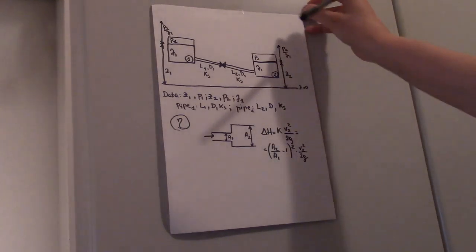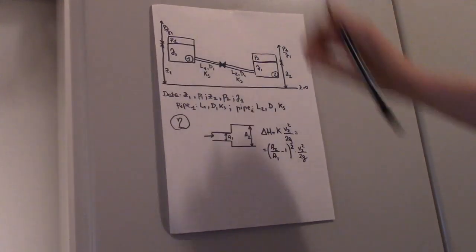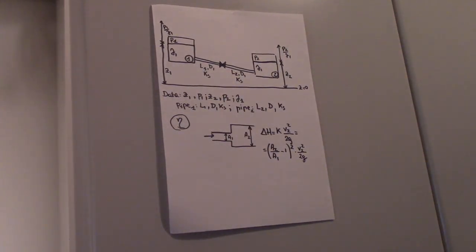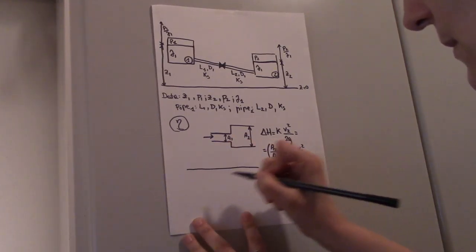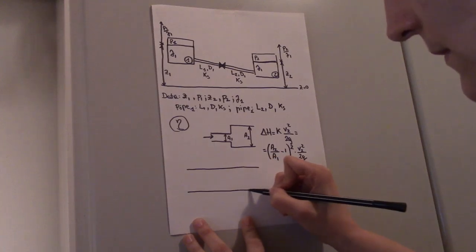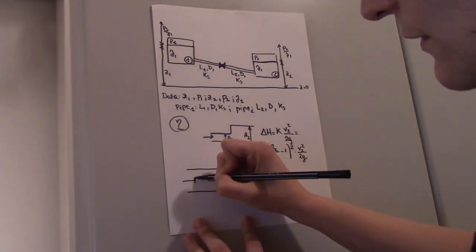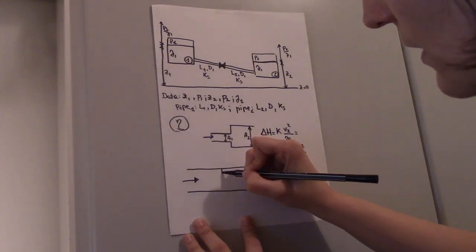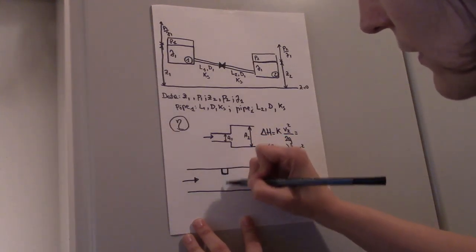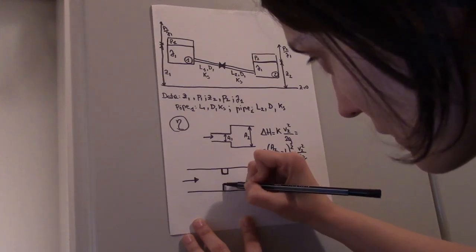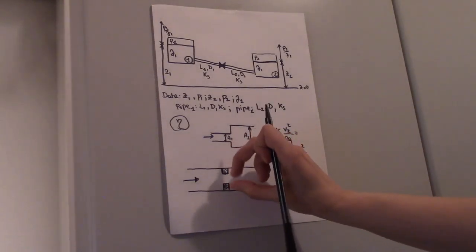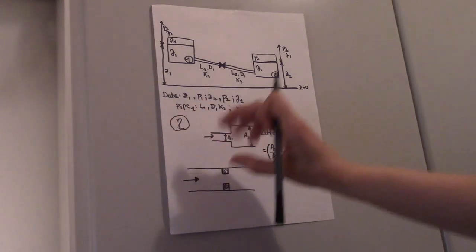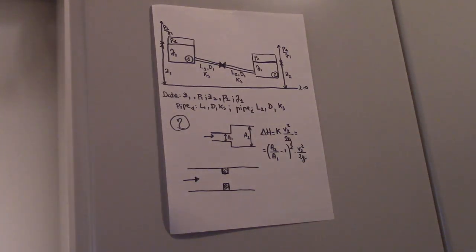Alright, let's observe that in the case of a gate valve, basically, we have something like this. We have the pipe, and the flow is moving, for example, in this direction. Then we have the gate valve, that is something like this. And the degree of opening allows the flow to be smaller or larger.